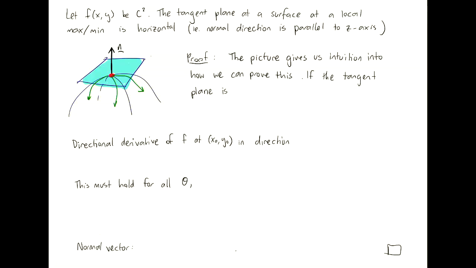So if the tangent plane is tilted, there is a direction where the directional derivative increases, which is what we don't want.